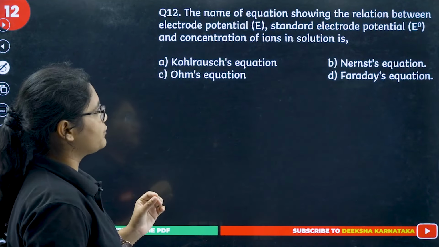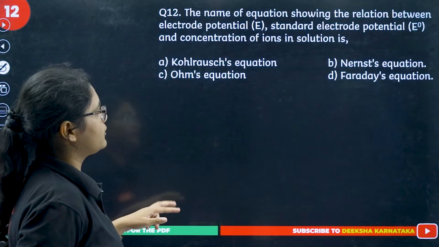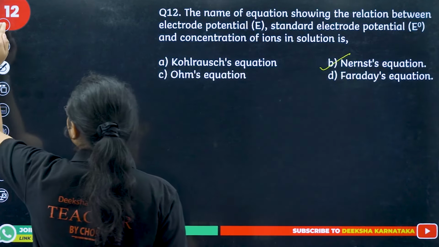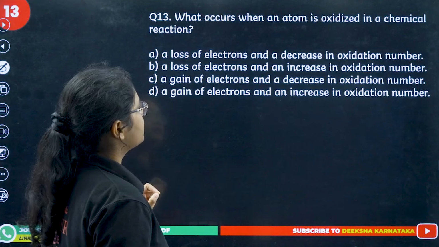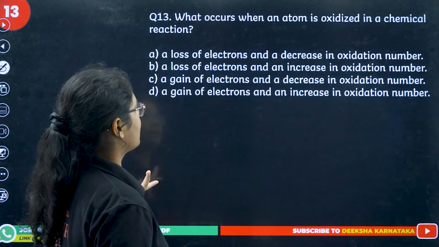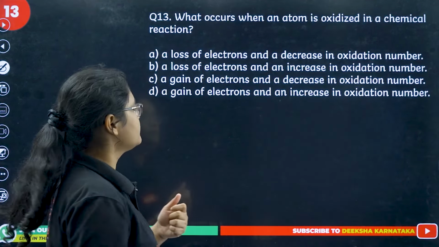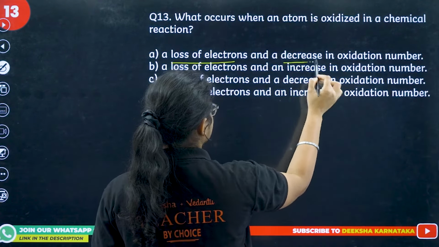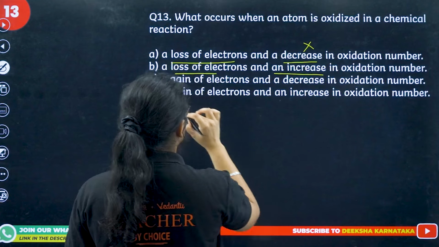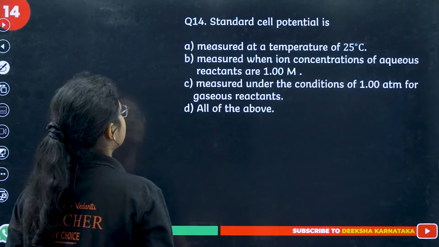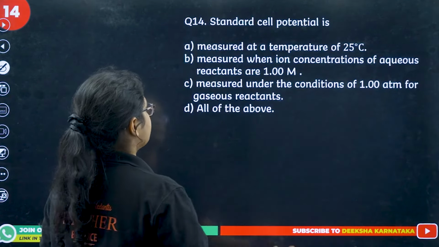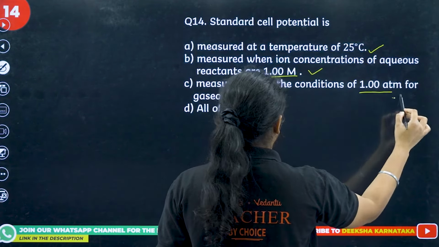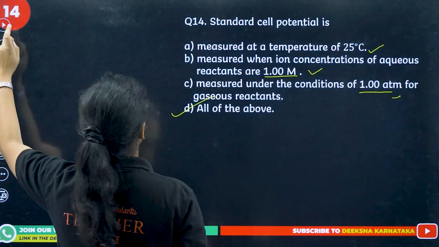Next question, the name of the equation showing the relation between electrode potential, standard electrode potential and concentration is the Nernst equation, option number B. Next, what occurs when an atom is oxidized in a chemical reaction? When there is oxidation, there is loss of electrons, okay, and increase in oxidation number. So this part is wrong. Loss of electrons and increase in oxidation number, option number B. Next, standard cell potential is measured at 25 degrees Celsius, concentration is 1 molar, 1 atm, yes, all of them are correct, so option number D.